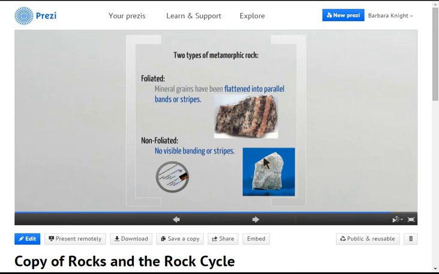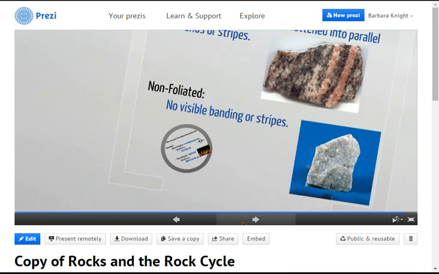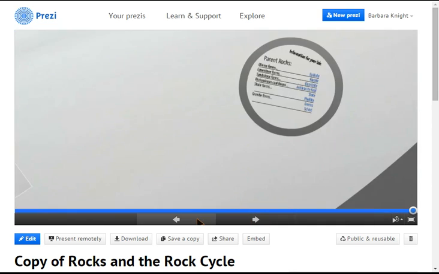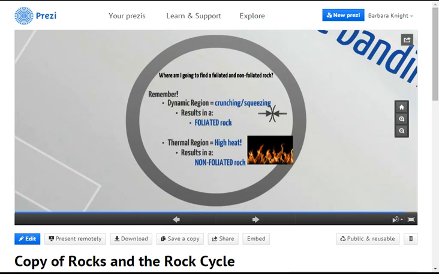So they all recrystallize, and you cannot really see the different mineral grains. They're recrystallized within the rock. And again, that happens with hydrothermal solutions as well. Any type of thermal metamorphism, whether it's hydrothermal or contact metamorphism, will give you a non-foliated rock. And that concludes our lesson on the different types of rocks.